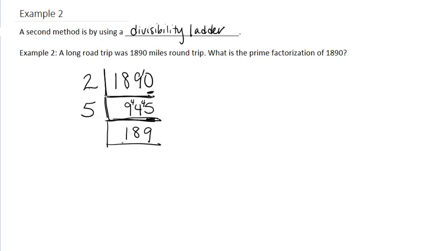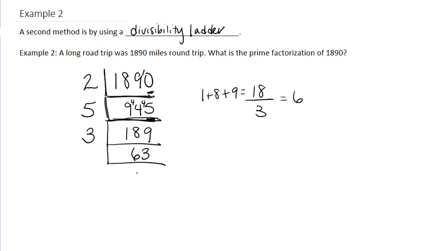So what can go into 189? It's not 2 and it's not 5. So let's check. 1 plus 8 plus 9 is equal to 18, and if we divide by 3, that equals 6. So we can divide by 3. It's one of our divisibility tricks. So let's put a 3 out here. 3 can go into 18 6 times. Now 3 can go into 9 3 times.